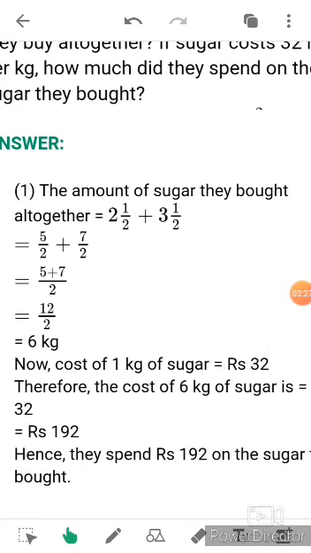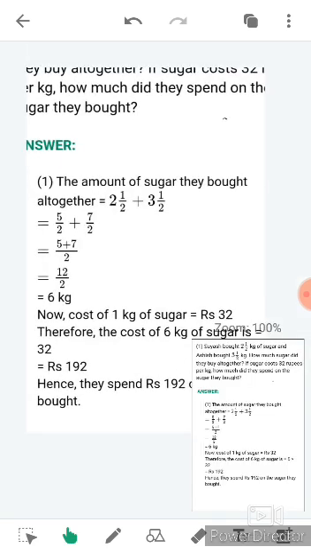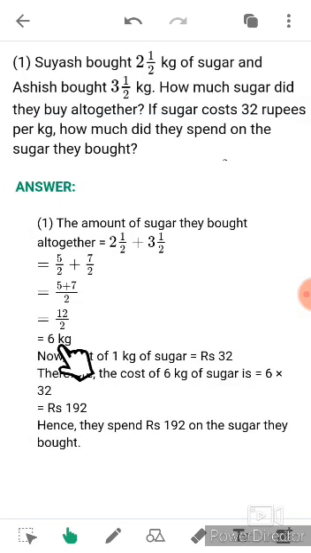So students, the next part is that the cost of 1 kg sugar is 32 rupees. So we have to find the cost for 6 kg, meaning Suyesh and Ashish bought 6 kilograms of sugar. So we have to multiply 6 by 32, because the rate per kg of sugar is 32 rupees.